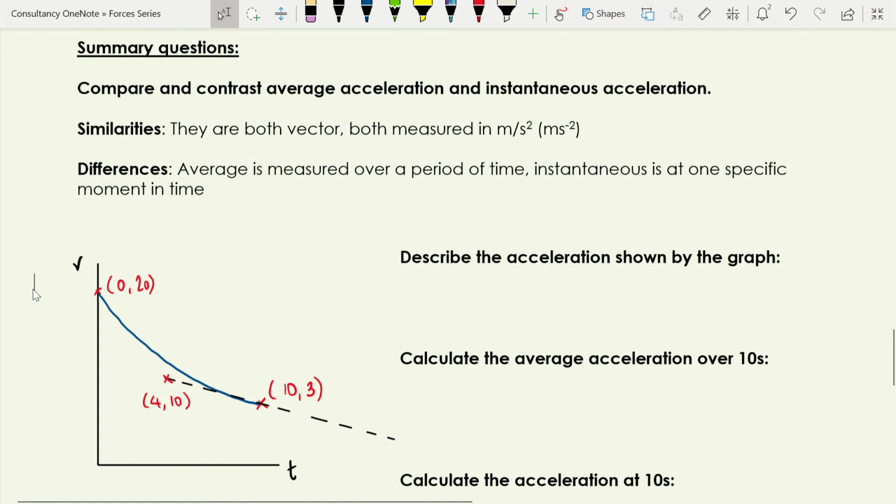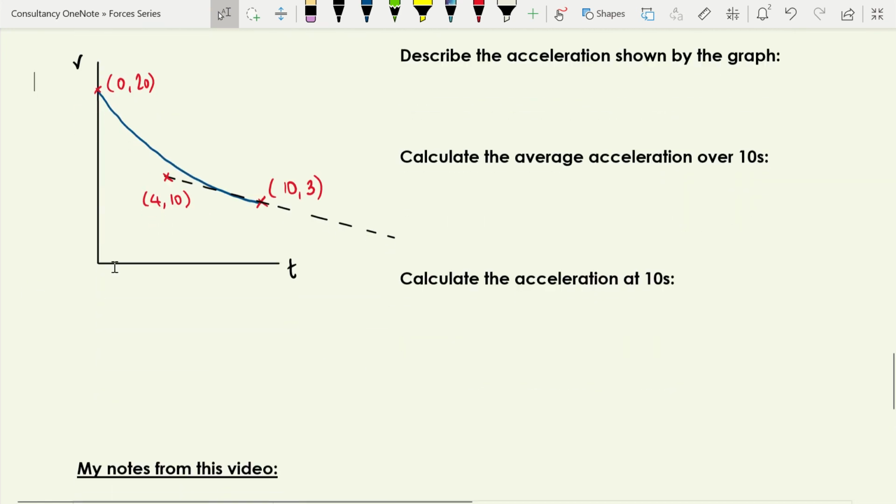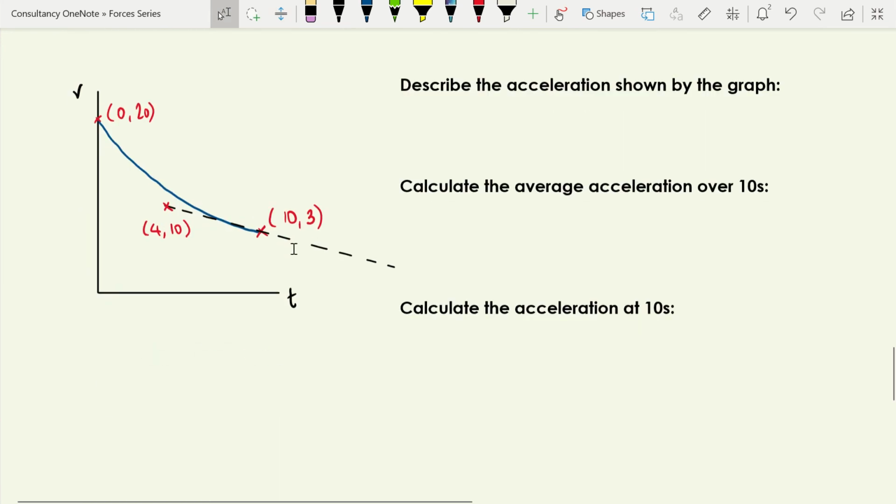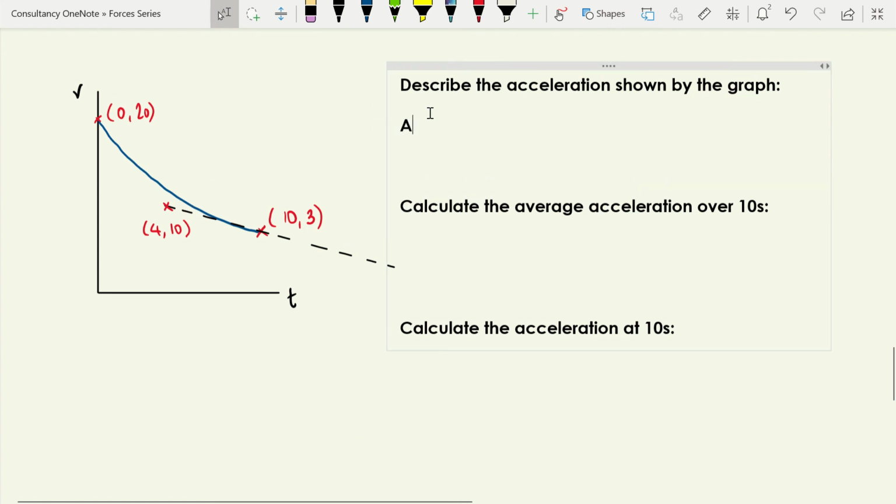So let's get on to looking at velocity time graphs, which is where acceleration really comes from. Let's give ourselves a bit more space. Okay, so the first thing I want to do is describe the acceleration shown by the graph. The first thing I would notice about the gradient is it's negative because it's going downwards as time increases, and it's getting less steep over time. So that means the acceleration is negative and decreasing.